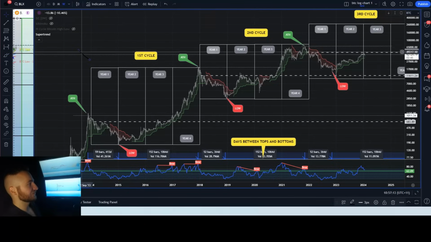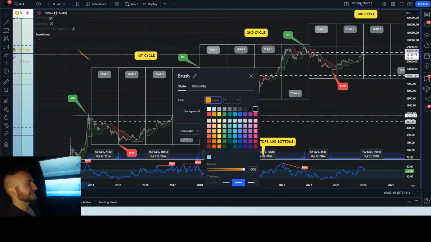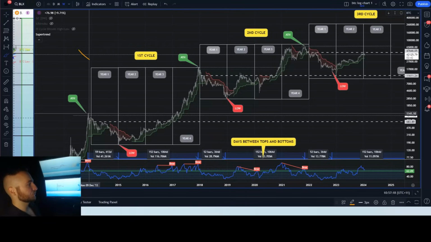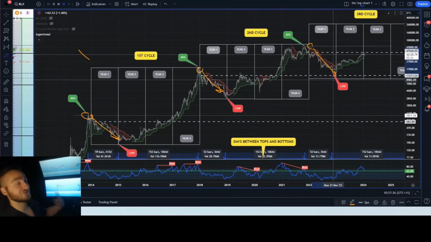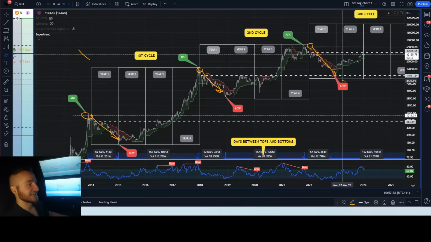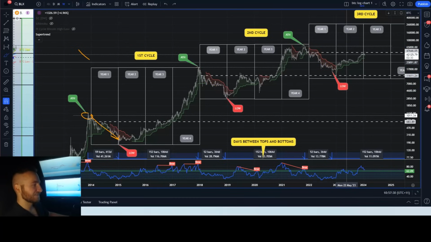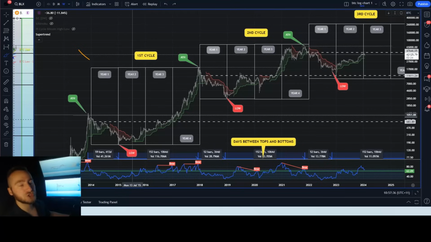Year 1 is generally the phase where we see an extended downward correction after printing that all-time high. Year 1 is that capitulation phase. It is that bear market. It is that correction phase, which eventually ends up creating the low point of that bear market where we see a reversal develop. Year 2 to 3 is going to be our reversal and accumulation phase.